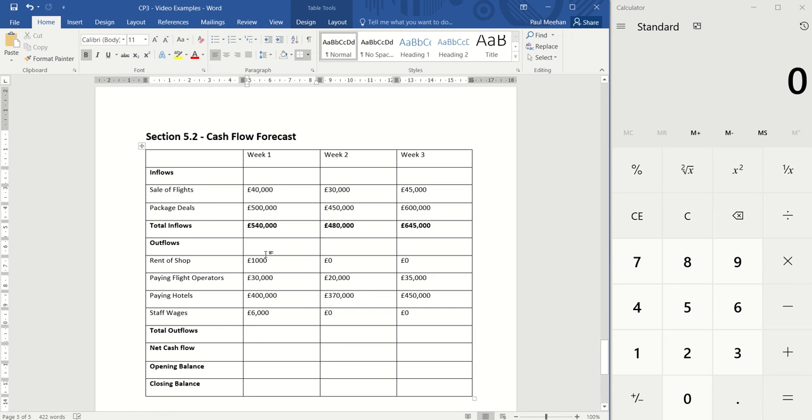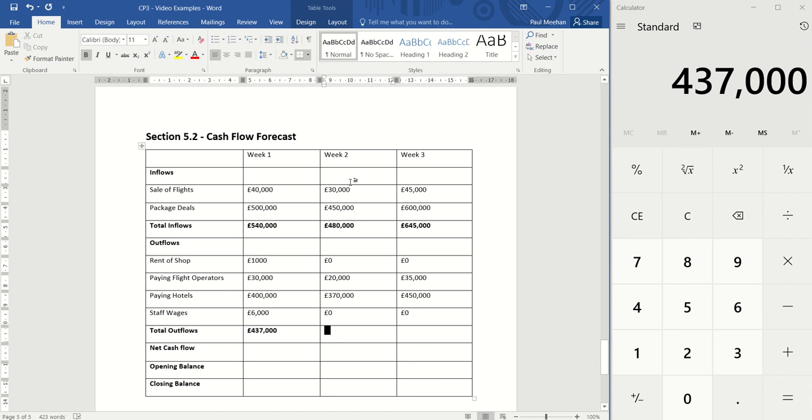So what we need to do is add these four numbers together to get our total outflows. Note they've all fallen below the heading of outflows. So we're looking at £1,000 plus £30,000 plus £400,000 plus £6,000, and we've got £437,000. So this is how we work out the outflows for week 1.